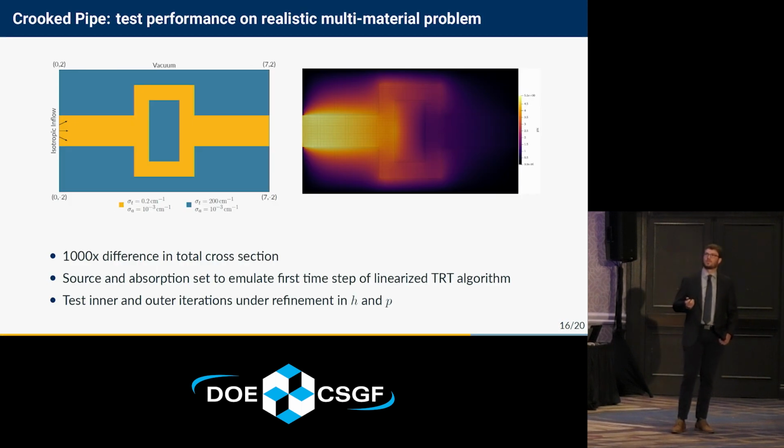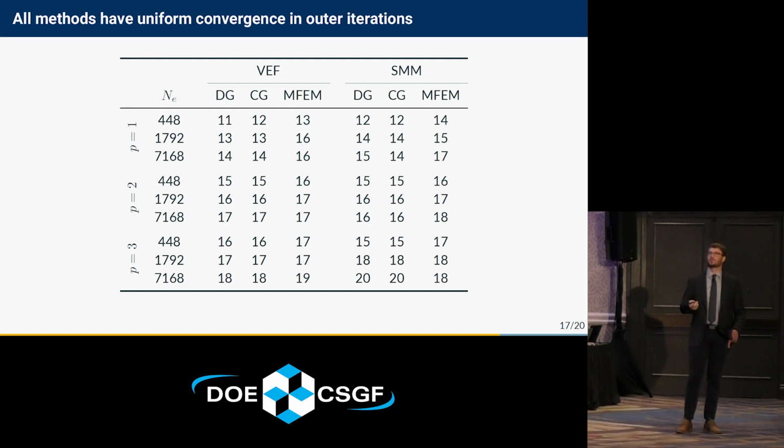Next I'll show the crooked pipe, a more realistic multi-material problem. Radiation streams in on the left-hand side, goes through this yellow region, and scatters in the blue region. This is a difficult problem because there's a 1,000 times difference in material parameters between these two materials. We'll test this by refining the problem in H and also in the polynomial order.